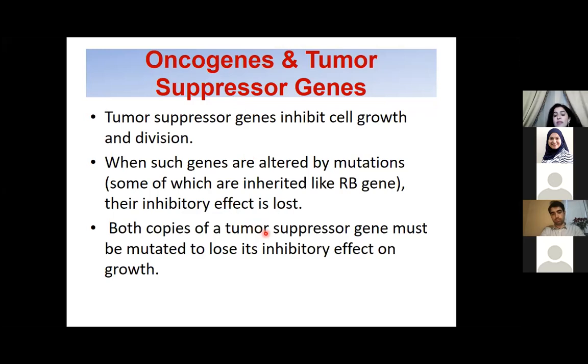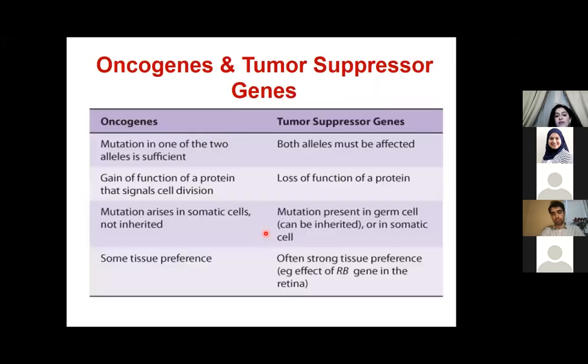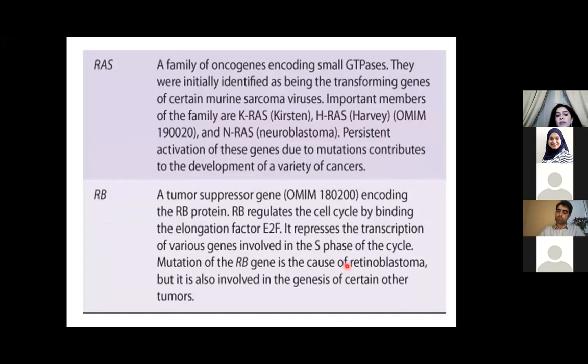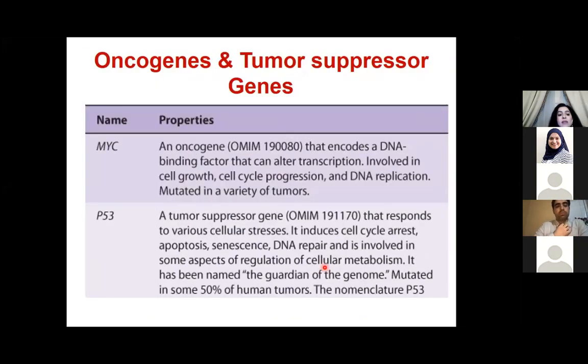Here, both copies of the tumor suppressor gene must be mutated to lose the inhibitory effect on growth. So here is the difference: both alleles must be affected in order to lose the control over cell growth, okay? Some tumor suppressor genes show a strong tissue preference, like retinoblastoma and P53. Retinoblastoma is a tumor suppressor gene present in the retina, and that's why it was first discovered to cause retinoblastoma. And P53 is a tumor suppressor gene that is normally expressed in many cells, and it's mutated in almost 50% of human cancers.